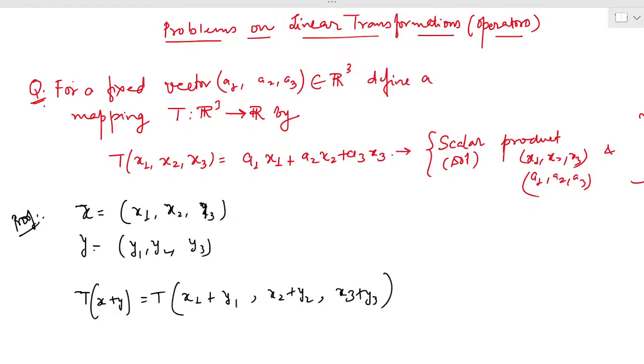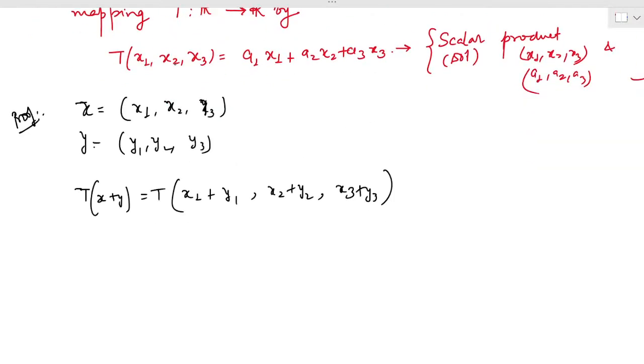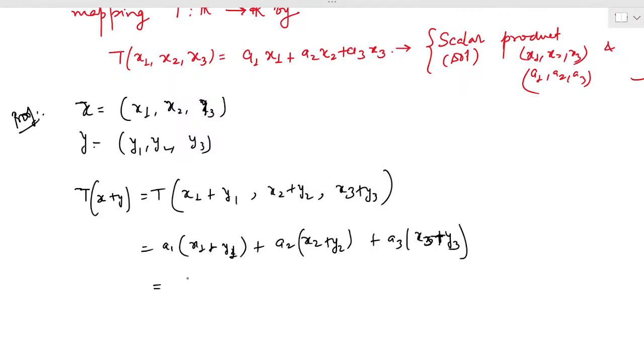And what this transformation is going to do, since a is a fixed vector, if you supply this, it multiplies a1 to the first coordinate, a2 to the second coordinate, which is x2 plus y2, and a3 to the third coordinate, which is x3 plus y3. Okay, so this is how you define it. Now, if you expand this out, you will get a1 x1 plus a2 x2 plus a3 x3, and in another bracket you will get a1 y1 plus a2 y2 plus a3 y3. Okay, this is 1 and this is 2.